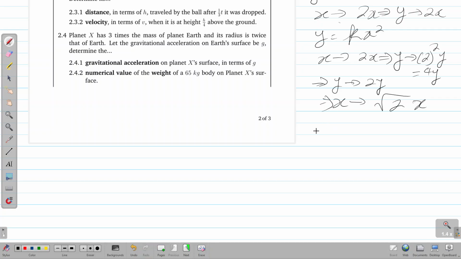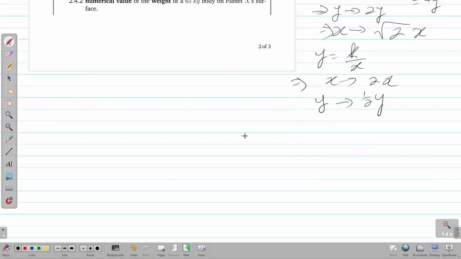And also, if you have the inverse relationship where y is inversely proportional to x, then that means that if I were to double x, how will my y change? Then my y will change by a half. So this would halve, because it's an inverse relationship.